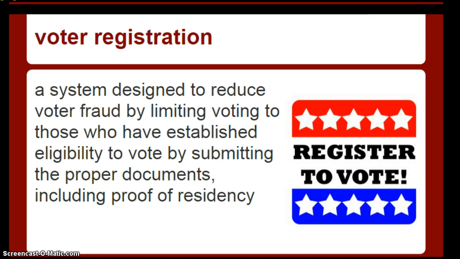Next word here is voter registration. And this is a system designed to reduce voter fraud by limiting voting to those who have established eligibility to vote by submitting the proper documents, including proof of residency. So not just anyone on election day can go in and vote. You have to have registered, and you have to have submitted some documents showing that you live in the place where you're going to vote.